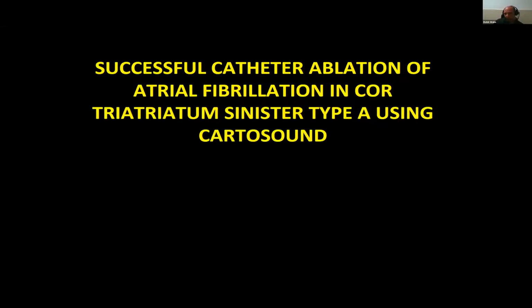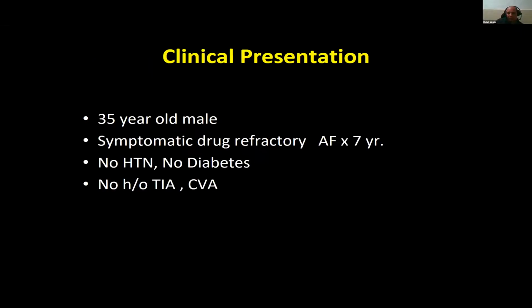Arrhythmias. So there are also advanced therapies which can be offered to these patients in addition to medical therapy. And so I will present a case of atrial fibrillation ablation using intracardiac echo in a congenital heart disease called Cor triatriatum sinister. Cor triatriatum sinister is basically a membrane which is dividing the left atrium.